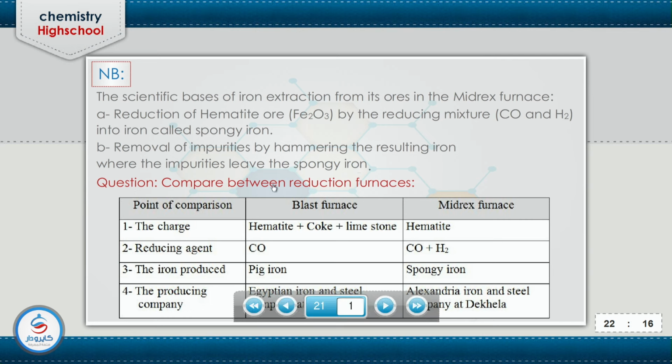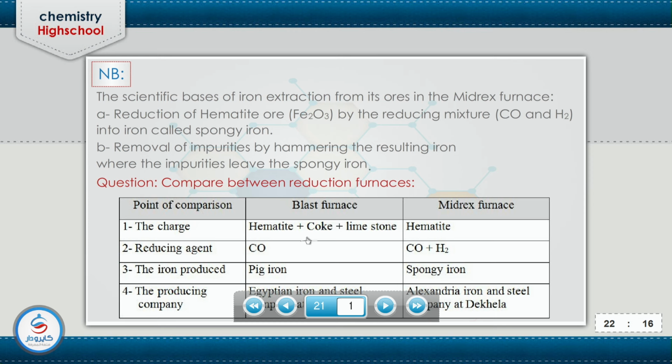There is a question: compare between reduction furnaces. We have two furnaces, the blast furnace and the Midrex furnace. The points of comparison are: number one, the charge; number two, the reducing agent; number three, the iron produced; number four, the producing company. In the blast furnace, the charge is hematite plus coke plus limestone, but in Midrex, hematite only. The reducing agent in the blast furnace is carbon monoxide, but in the Midrex furnace, carbon monoxide plus H2. The iron produced from the blast furnace is pig iron, and from the Midrex furnace is spongy iron.